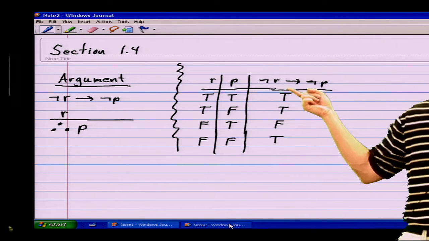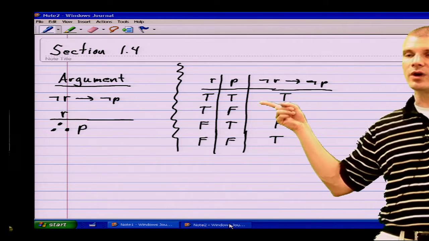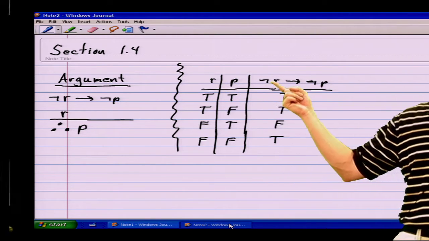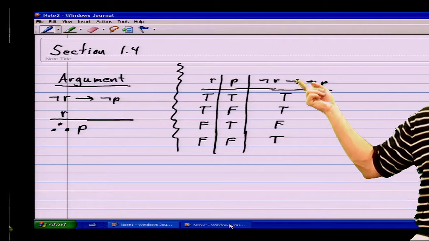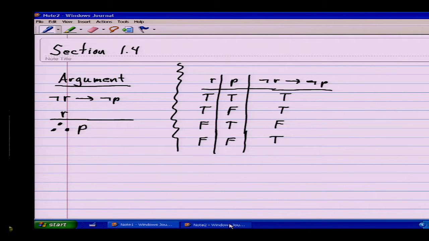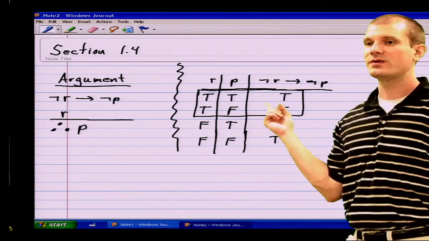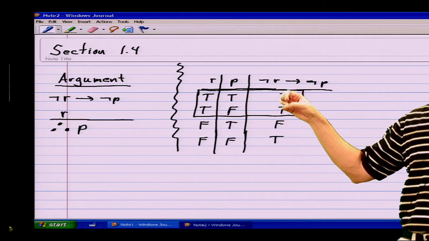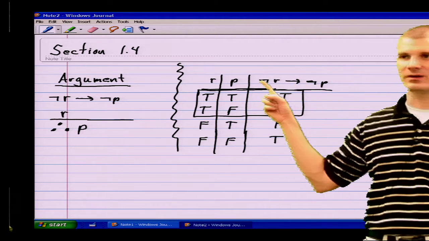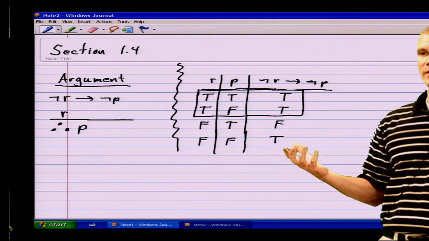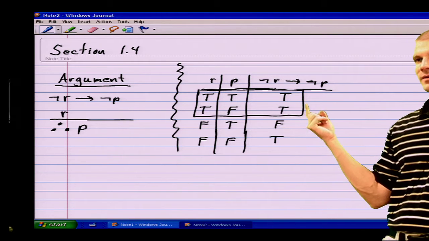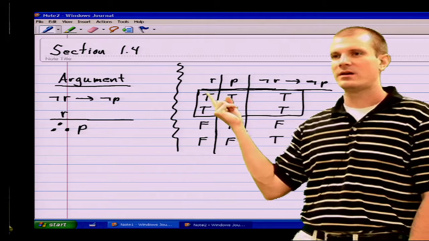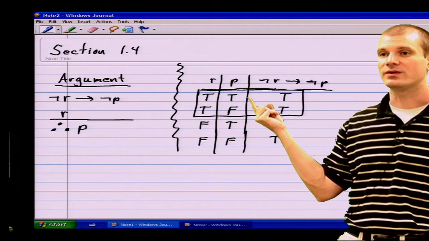So if you look through, there's only 2 rows where both R and not R implies not P are both true, and those 2 rows happen to be the first 2 rows. So those are really the only 2 rows of interest. Now this argument is valid if whenever both hypotheses are true, the conclusion is also true. And you can see that happens in the first row. Hypothesis true, conclusion true. That fits the definition of being valid.